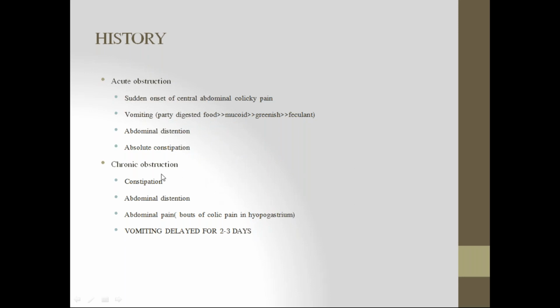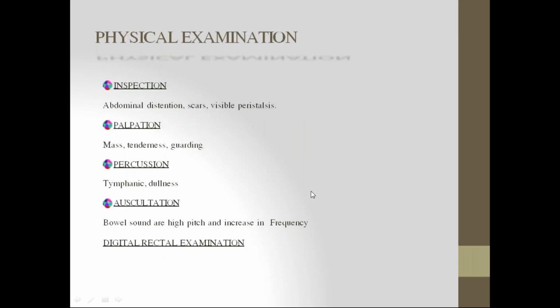In chronic obstruction, there will be a known history of constipation, abdominal distension, and bouts of colicky pain in the hypogastrium. Here the vomiting is not early; it is delayed for 2 to 3 days. In the physical examination, you need to assess the abdominal distension by measuring the girth of the abdomen. You need to look for previous surgical scars, which could cause adhesive obstruction.